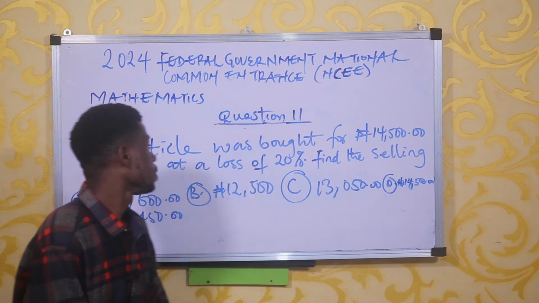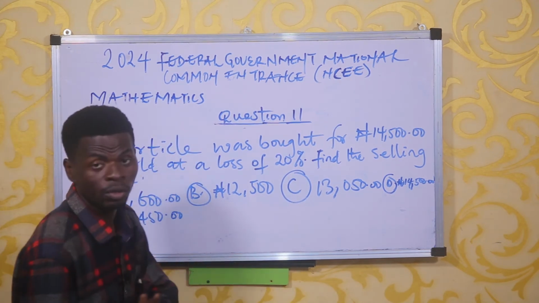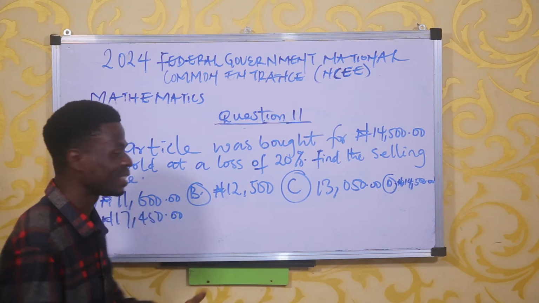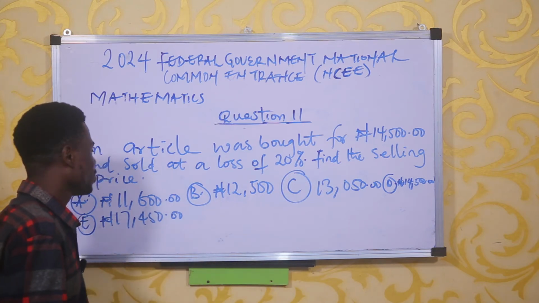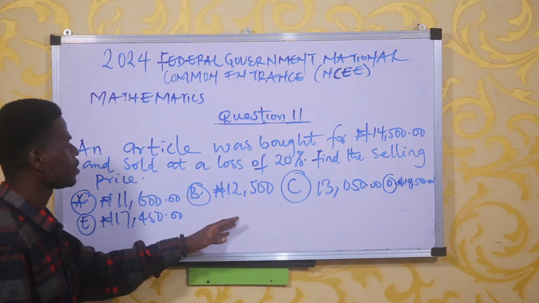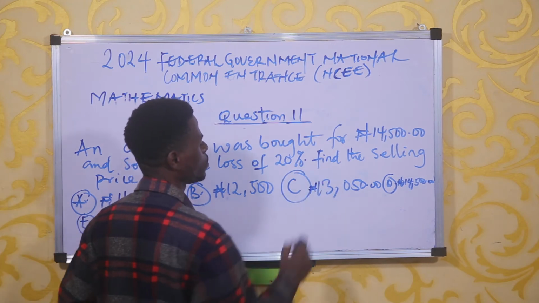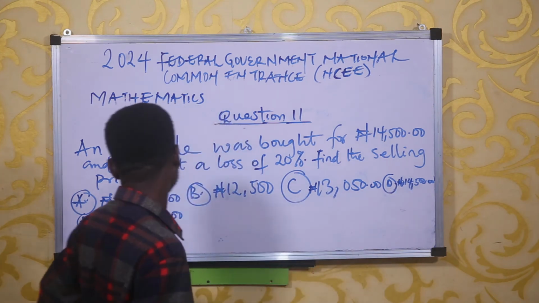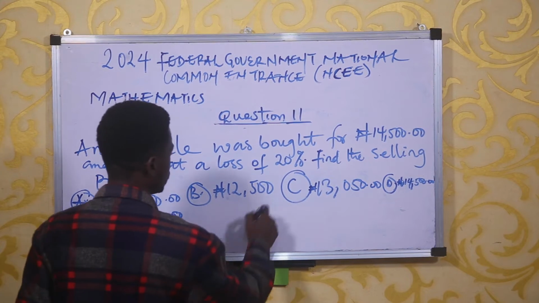Now, question 11. Question 11 says that an article was bought for 14,500 naira and sold at a loss of 20%. Find the selling price. So in this place, we have option A, 11,600 naira. Option B, 12,500 naira. Option C, 13,050 naira. Then D says 14,500 naira. Then E says 17,450 naira. So let's go.